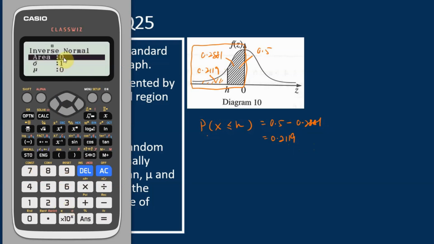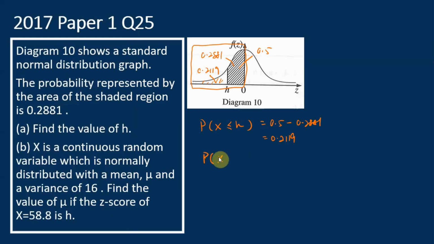Now let's go to the calculator mode 7, inverse normal distribution. For the area, we key in 0.2119, equal. They give us the answer negative 0.7998. So P(X less than or equal to negative 0.7998) is equal to 0.2119. When we compare these two, we know that H is equal to negative 0.7998. So this is the answer for A.